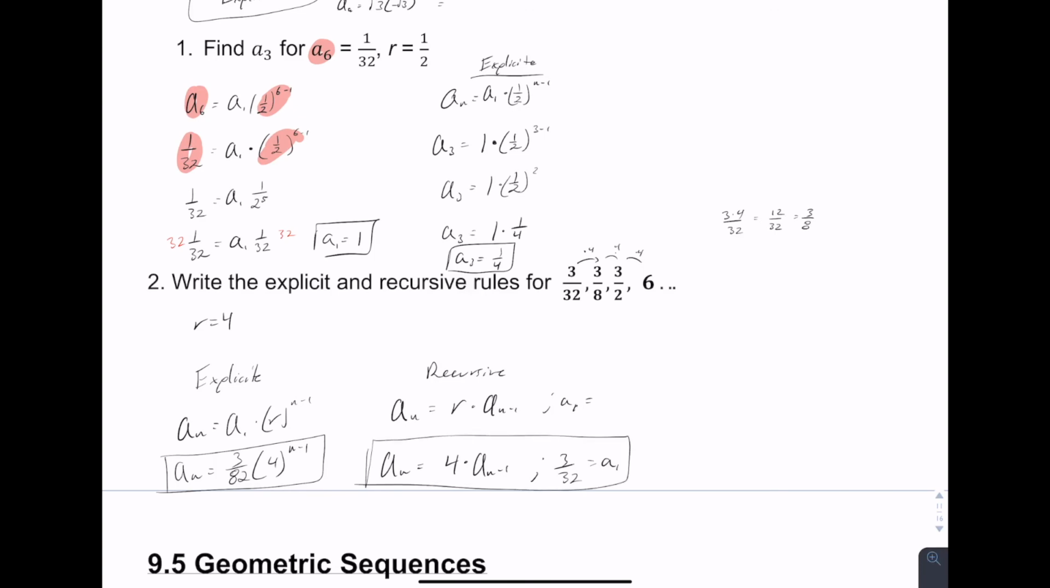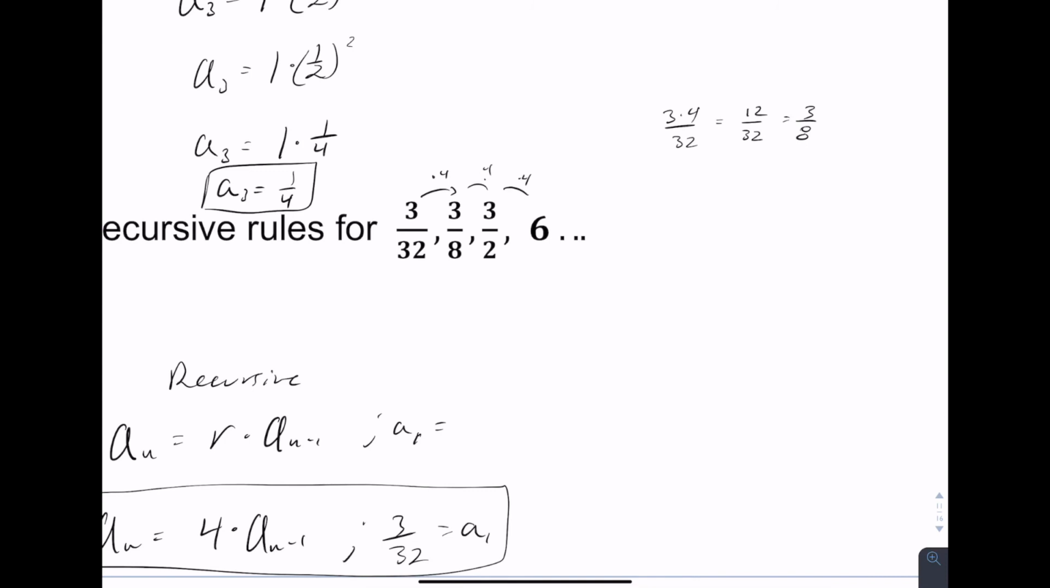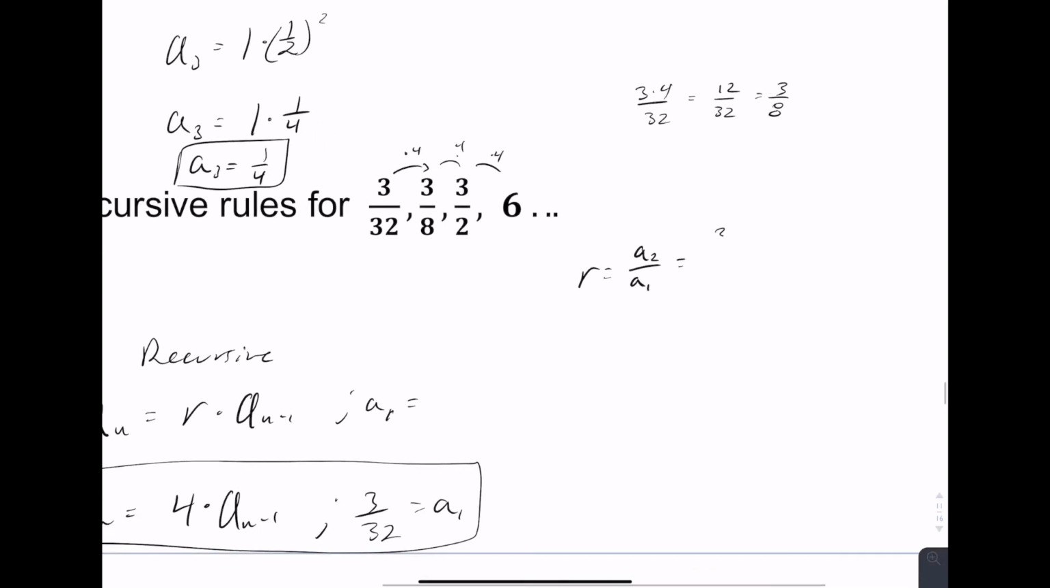Now another way to figure out the r is, remember, r equals a2 over a1, which this would be 3 over 8 divided by 3 over 32. Now when you have a fraction underneath a fraction, you can flip it, bring it to the top. So this ends up being 3 over 8 times 32 over 3. Cancel, cancel. And 32 divided by 8 is 4. And look at that. We got r equals 4. So there are many ways to figure out r. Pick your favorite.